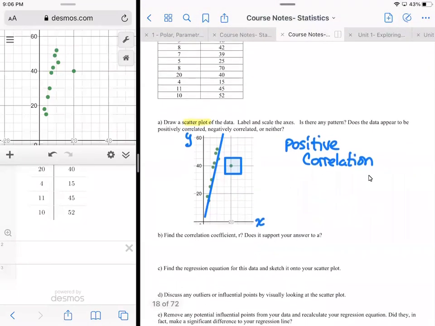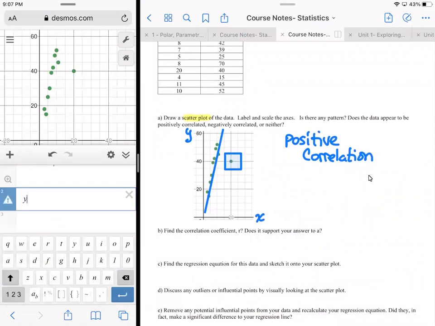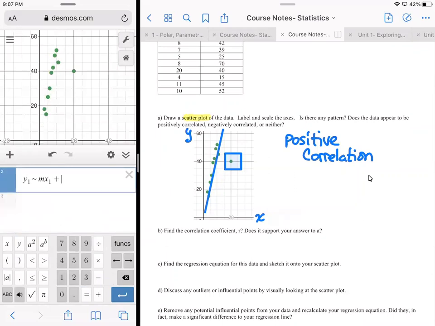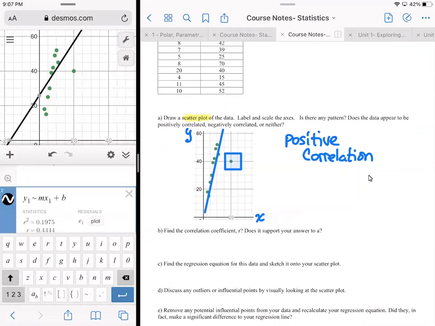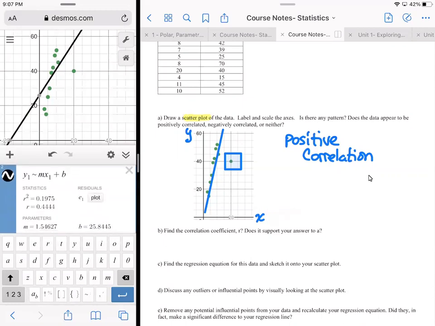So we need the correlation coefficient and the regression equation. So y tilde mx plus b. So y1. I'll never remember that the first time. y1 mx1 plus b. Fortunately, Desmos has a way of reminding you. It's not always the nicest way. It just sometimes doesn't do what you want it to do. Right? And so you know.